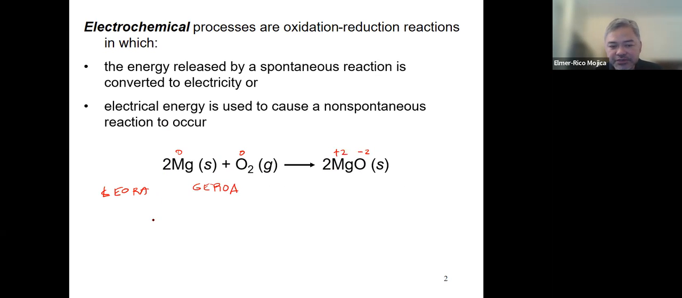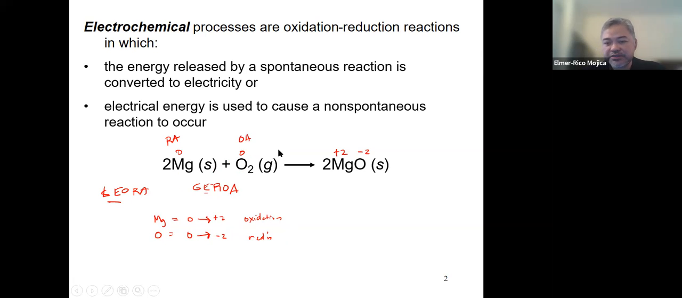From this, you could say magnesium is the one that undergoes what? Based on this, from 0, it becomes +2. That means it lost electrons, so it undergoes oxidation, and that also serves as your reducing agent. Now, oxygen, on the other hand, from 0 becomes more negative. That means it gains electrons, and that's the one that undergoes reduction. Okay, and since it undergoes reduction, that is your oxidizing agent.